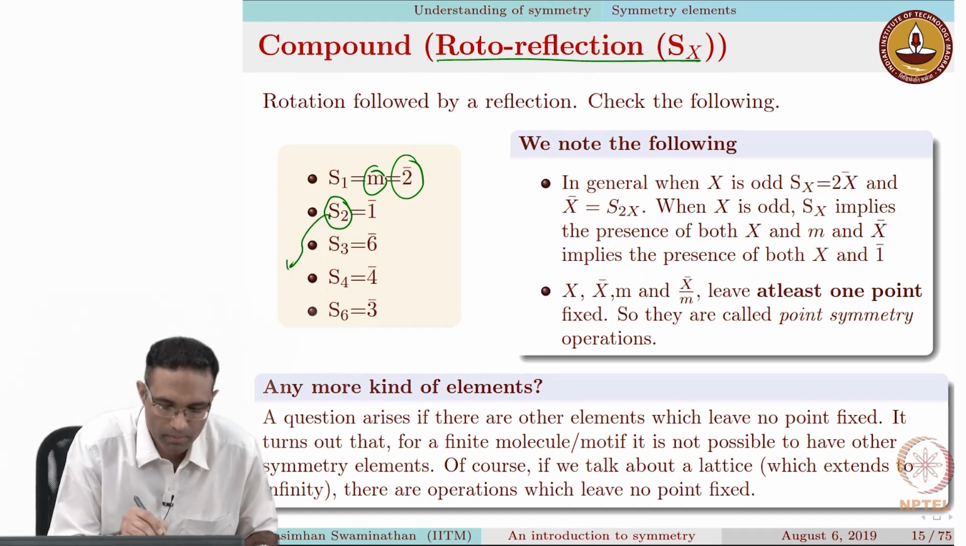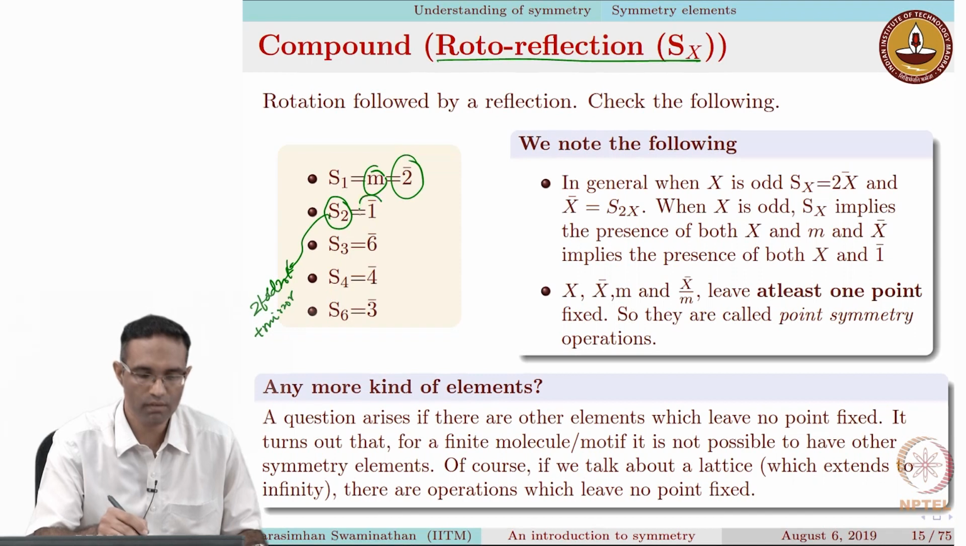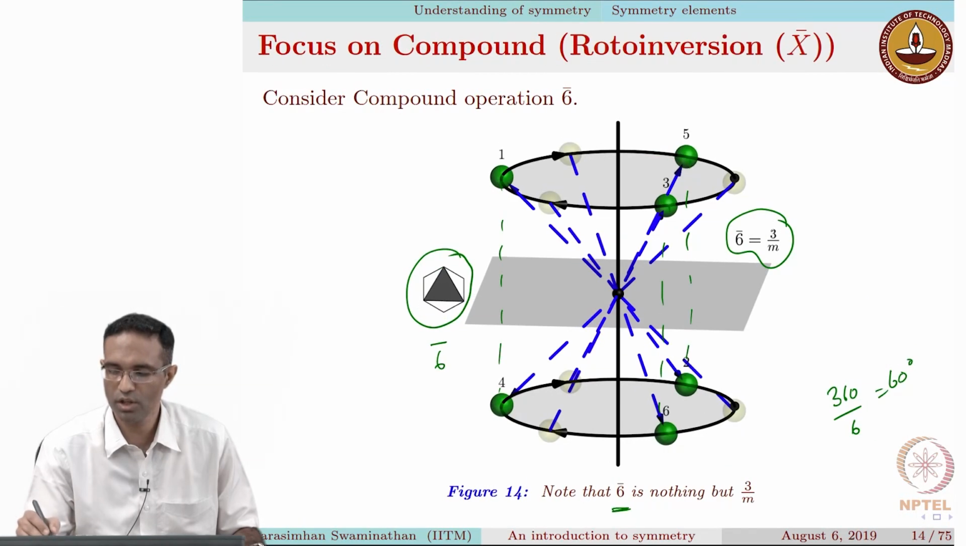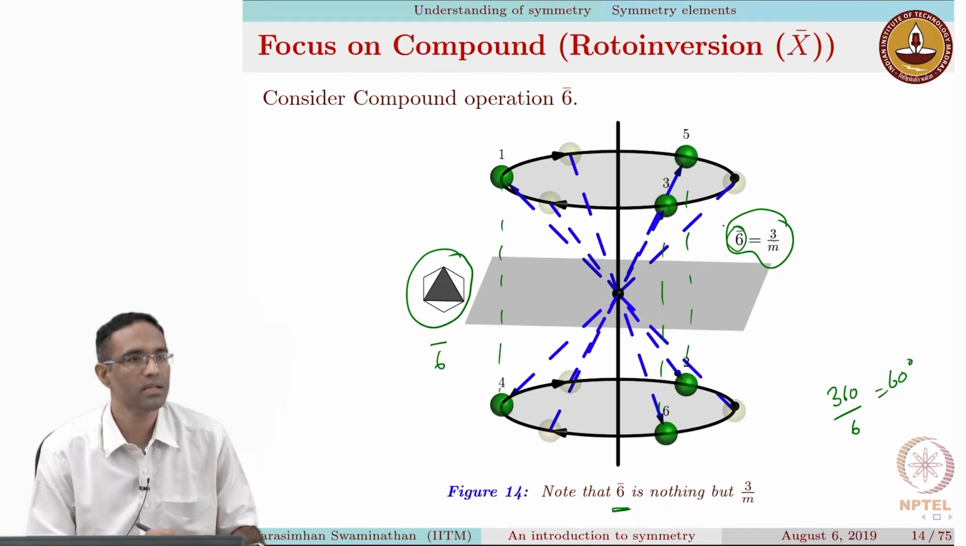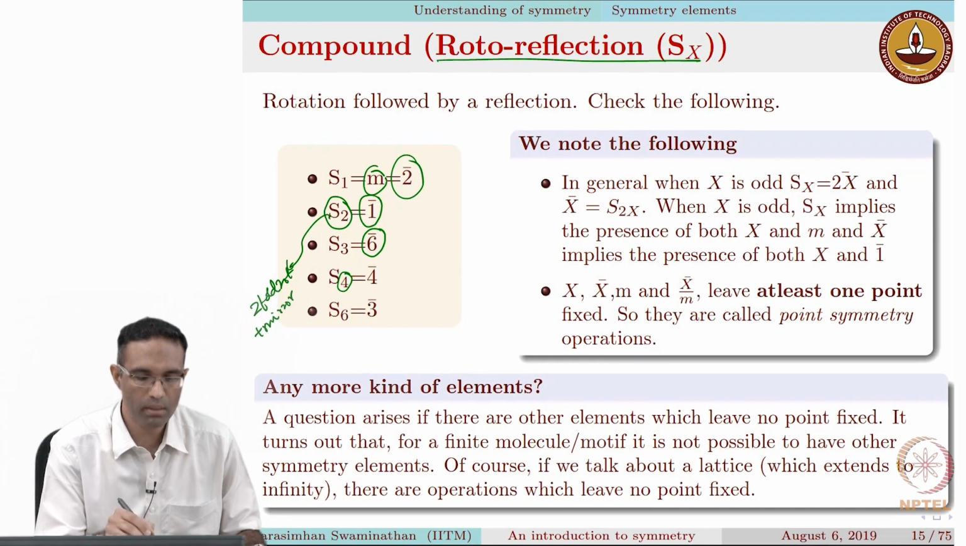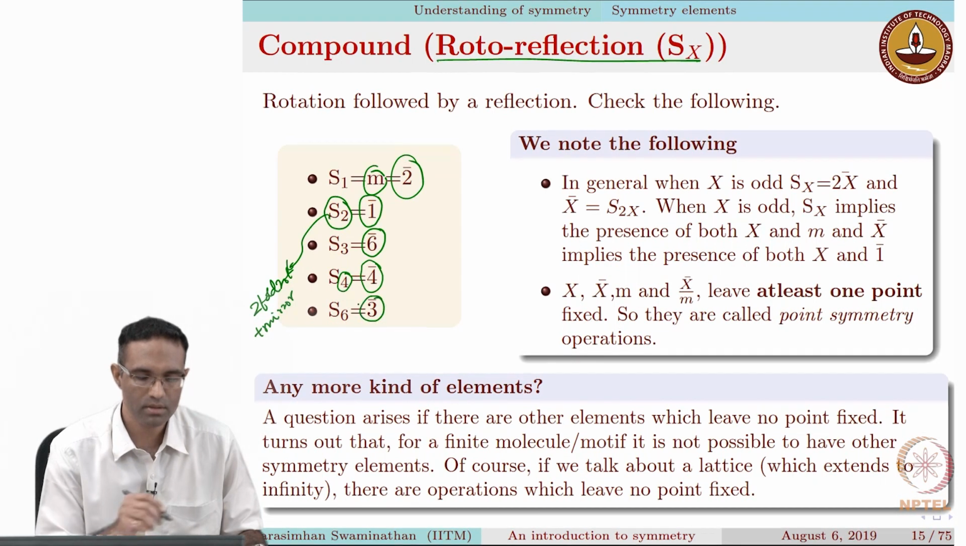So 2-fold rotation and a mirror generates an inversion center, right? 3-fold rotation and a mirror is nothing but a 6-fold rotation along with the inversion, right? So we saw here 3-fold rotation and a mirror is nothing but 6 bar. They are the same thing. A 4-fold rotation and a mirror. So whenever you have S suffix 4, it means a 4-fold rotation and a mirror, and that generates 4 bar, and S6 means 3 bar.